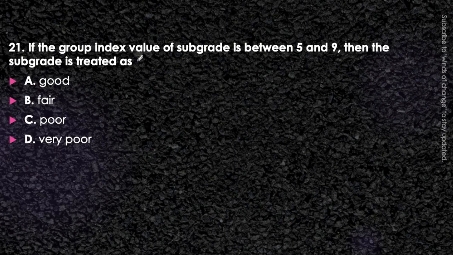Next question. If the group index value of the subgrade is between 5 and 9, then the subgrade is treated as good, fair, poor or very good.